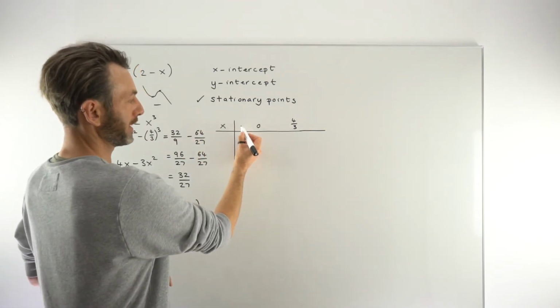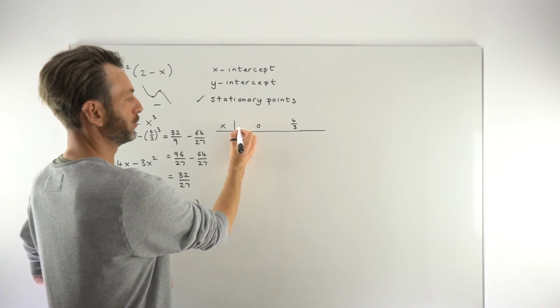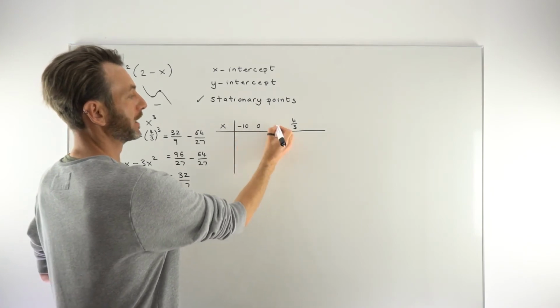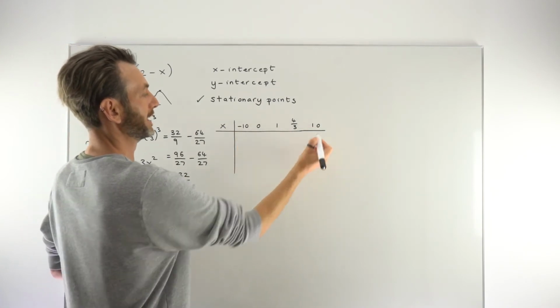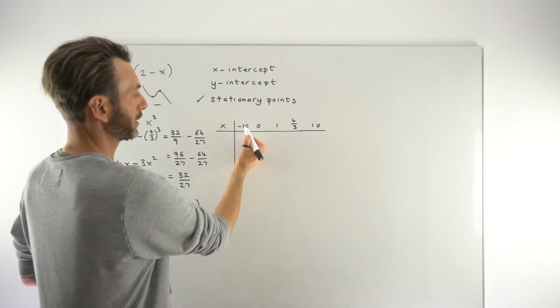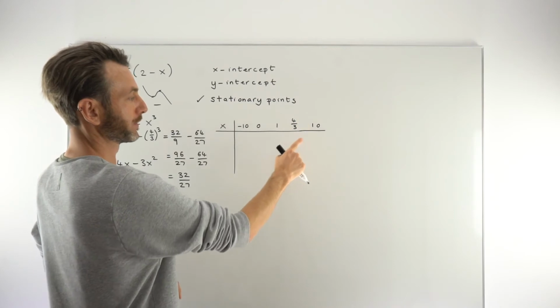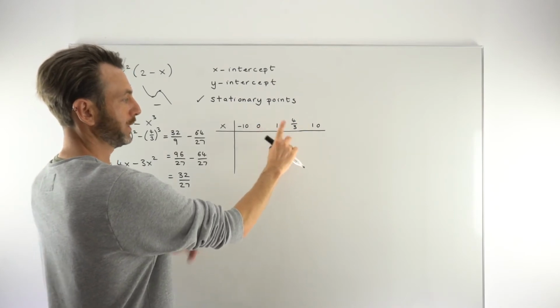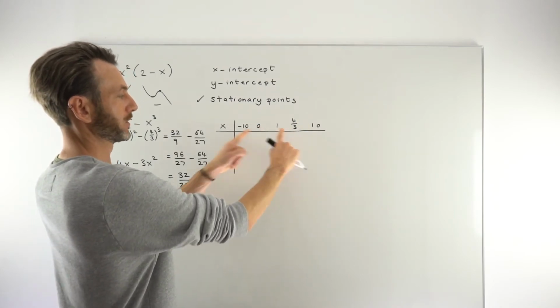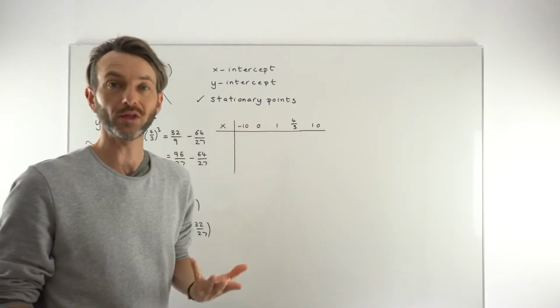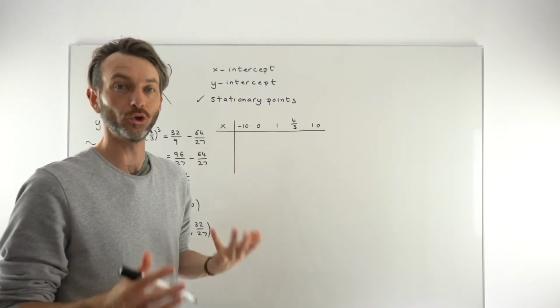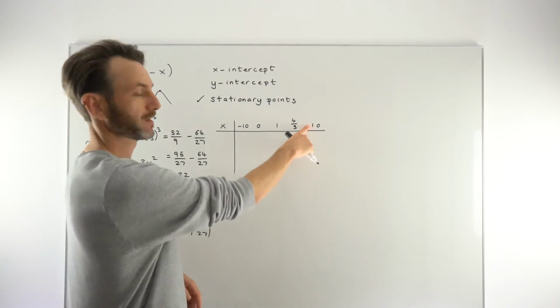Choosing numbers to the left and to the right of these points, I'm going to go with minus 10 here, and I'm going to go with 1 here, and I'm going to go with 10 here. These are your choices. Just make sure they fit into the right place. This has to be a number bigger than 4 over 3. This has to be a number between the two stationary points, and this needs to be smaller. You can choose any numbers, but don't choose stupid numbers. There's no point in making this a 7.